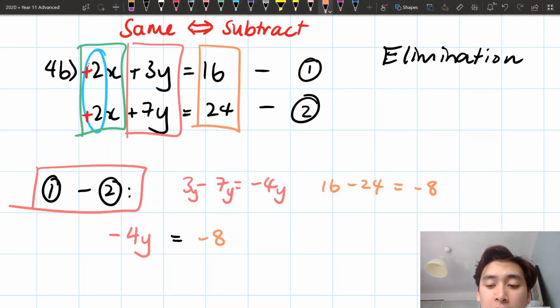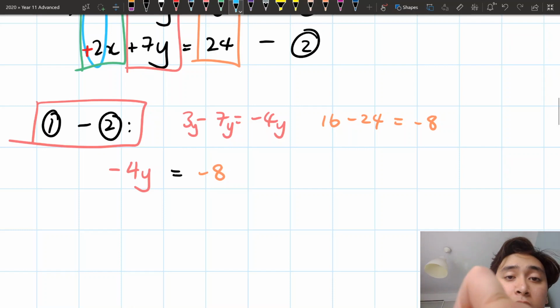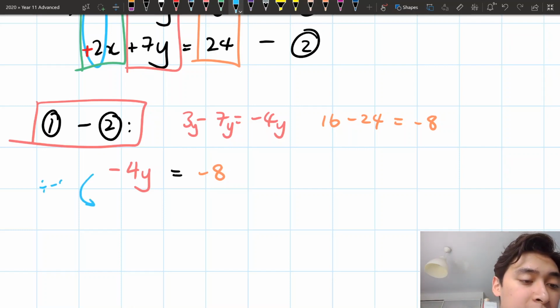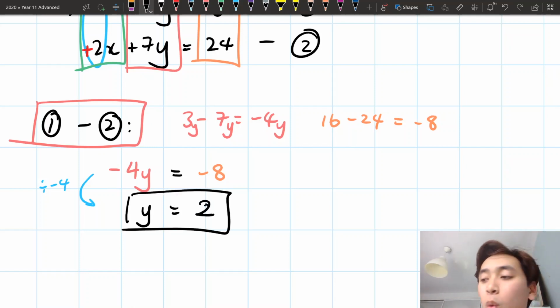Okay, so now that we've got that, let's do our next step. The next step is we just divide by the coefficient of the y term. So I'm going to divide both sides by negative 4. I'll just write the step. Dividing by negative 4, what I get is y is equal to 2. Okay, so for this first one, I've got y is equal to 2. I'm going to flip back to my notes just to check. Okay, cool.